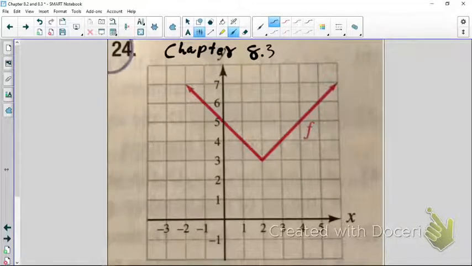So this is the function that I have. It's a V shape. So I know that the function is going to be f of x is equal to the absolute value of x. There is a shift that you can see. Remember, the original one looked like this. I put it in dotted lines so you guys can see.